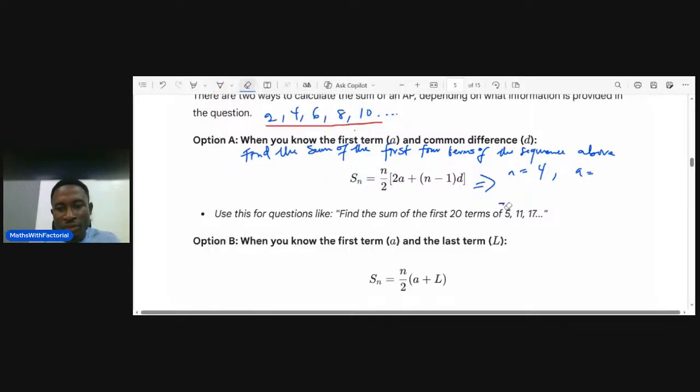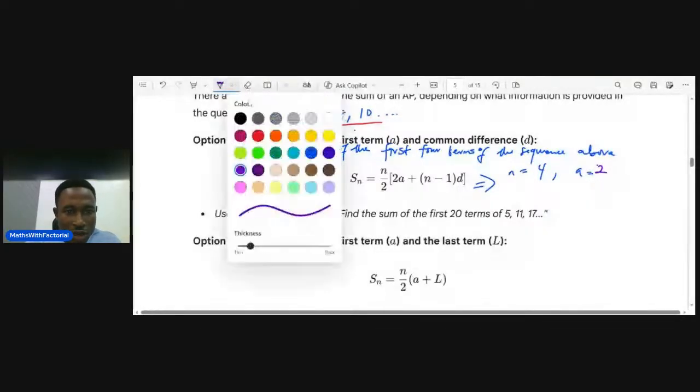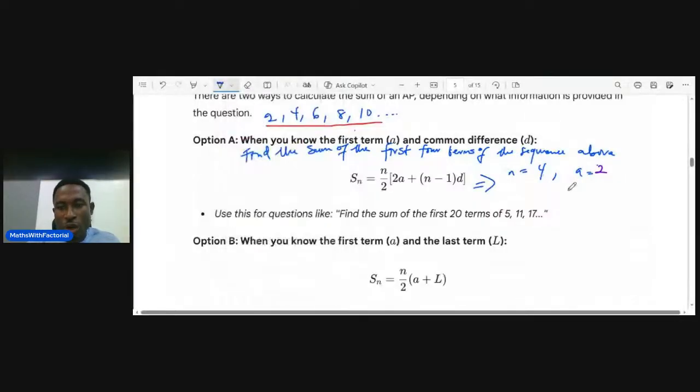So now that we've said our n is 4, a is what? 2, because a is always the first term. Please don't forget, a is always the first term. Let's move very fast because our time is fast spent, so that we can solve some JAMB questions. All right, a equals 2, and your d equals what? What's the common difference? 2.